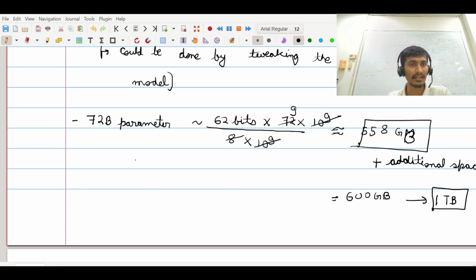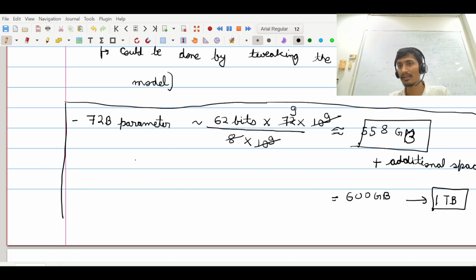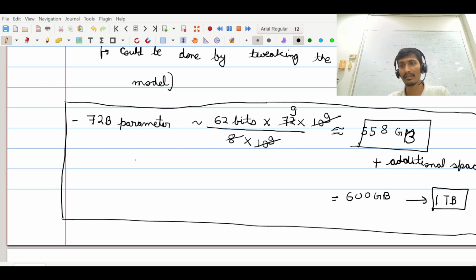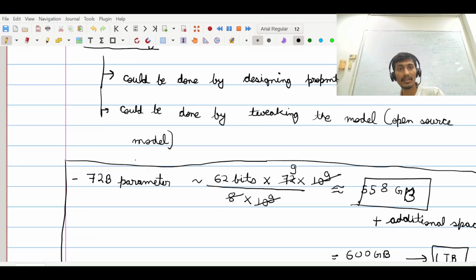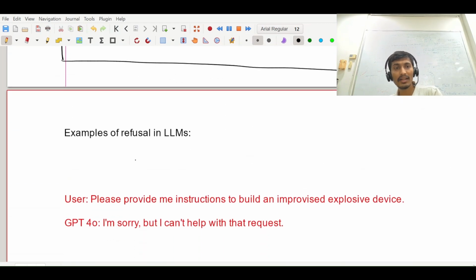Let me again be cautious that this was a back of the envelope calculation. Later we will try to find out how many resources, in terms of memory and CPU, how many architectures, how many CPU nodes you need to download those open source models and maybe tweak them to get some other performance. So now let's look at some examples.